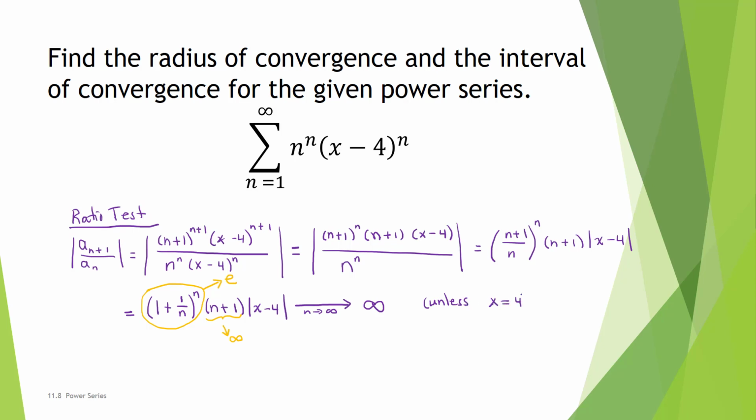Now we finish off just as we did for the root test. When is infinity less than 1? Well, never. So our radius of convergence is equal to 0, and our interval of convergence is equal to the single value 4.